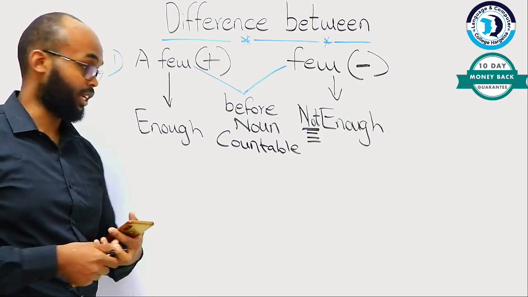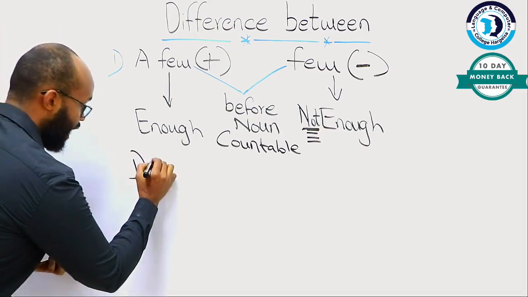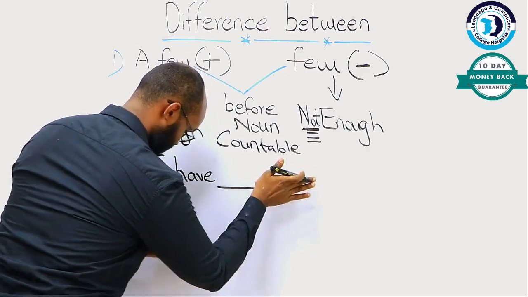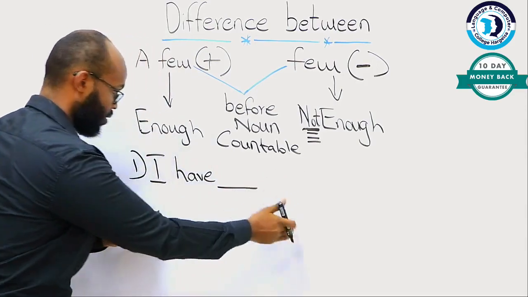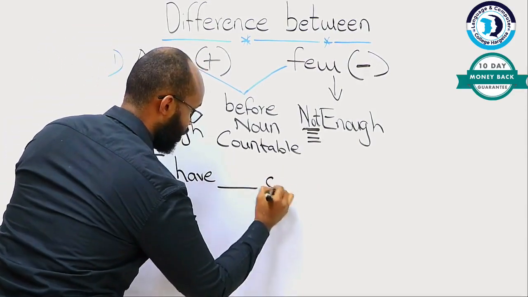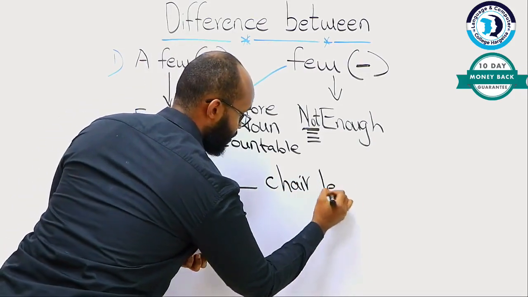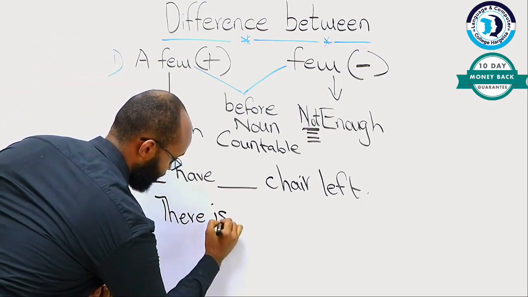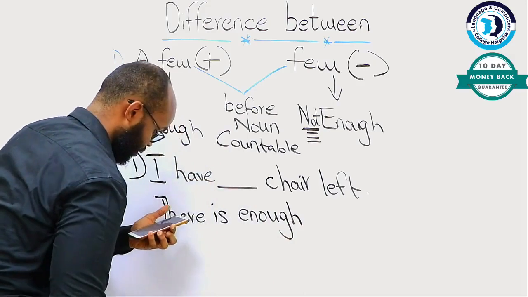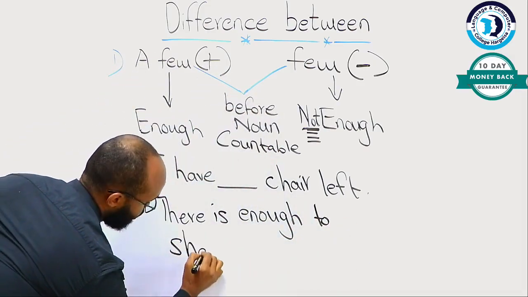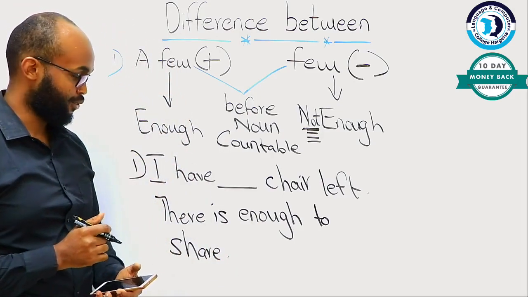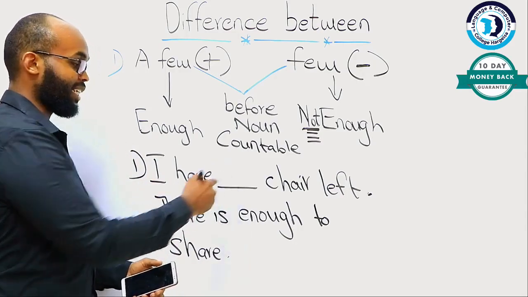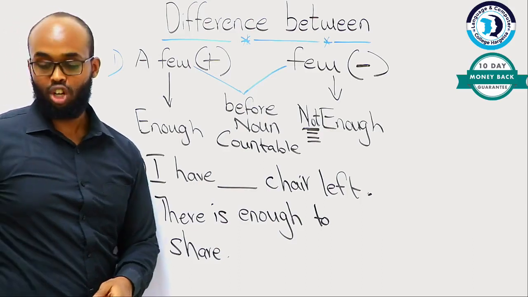So number one, I'm going to write it down. Number one exercise: I have dash chair left. There is enough to share. So write it down in the comment section. Few or a few? Write down in the comment section.